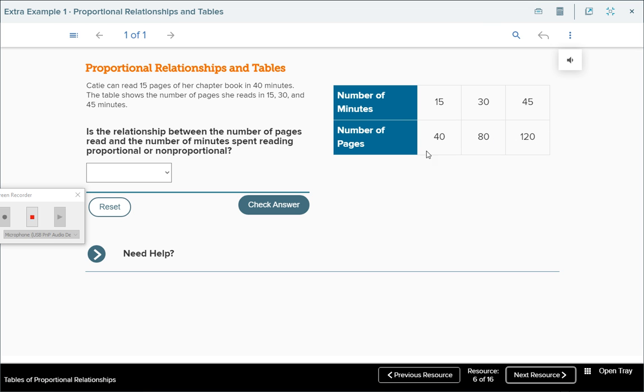This one's going up by how much? These are increasing by how much? By 40. And these are each increasing by what? Okay. So if we look at this and say, is the relationship between the number of pages read and the number of minutes spent reading proportional? Is there a proportion there? In other words, if I said she has been reading for 115 minutes, could you figure out how many pages she read? Yeah. How?